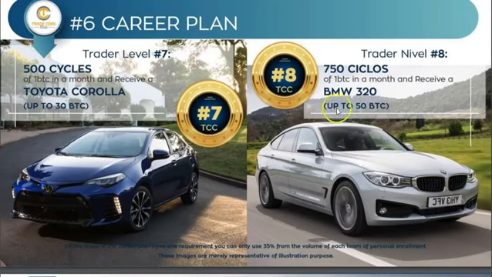And here's career plan number 6, you guys. This is where it gets a lot better, and this is where I'm really excited because I'm going to show you exactly what I'm going to shoot for, okay? And I hope you guys are going to shoot for the same thing. When you cycle 500 times, you're going to get a Toyota Corolla. It's a nice little blue, sexy Toyota Corolla with a little black grille. And when you reach 750 cycles, you're going to get a nice, sexy Beamer, you guys, okay?